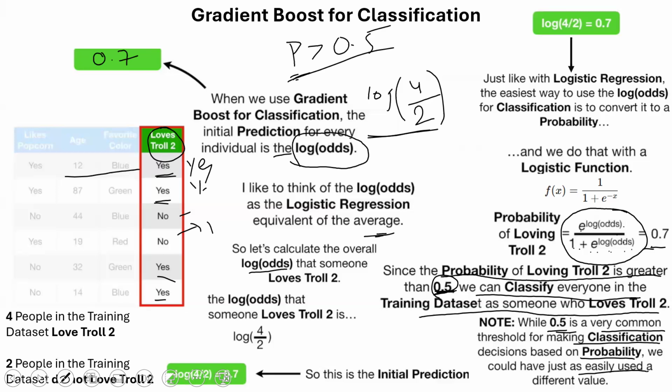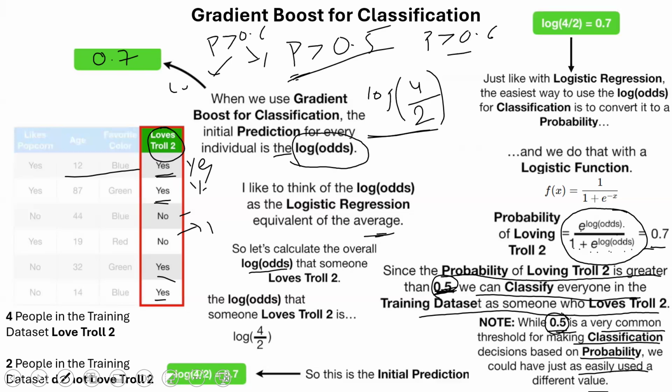While 0.5 is very common for making classifications, we could have easily used a different value. It depends on the business case. You can set any threshold. You can set that if the probability is greater than 0.6, then you consider that as true, or the one case. So if the probability is greater than 0.6, then you can say that person loves Troll 2. If it is less than 0.6, you say the person doesn't love Troll 2.